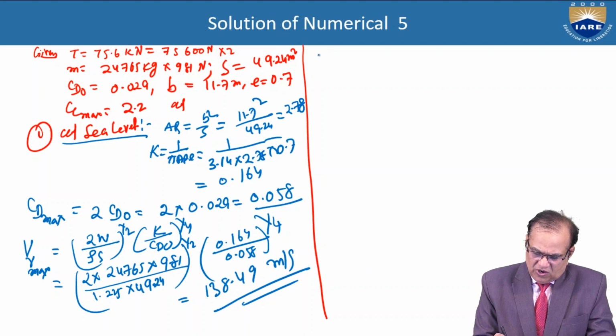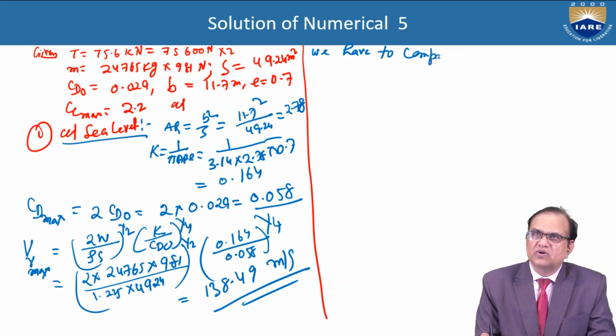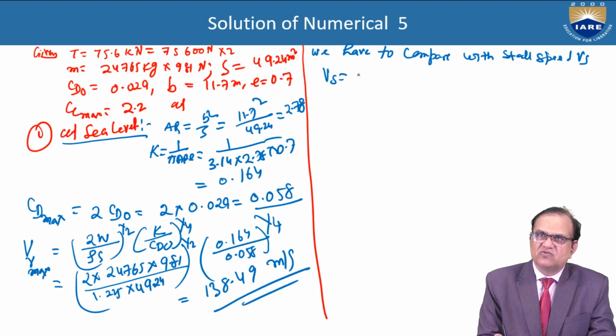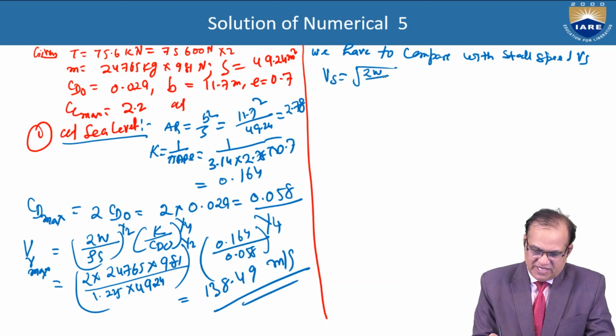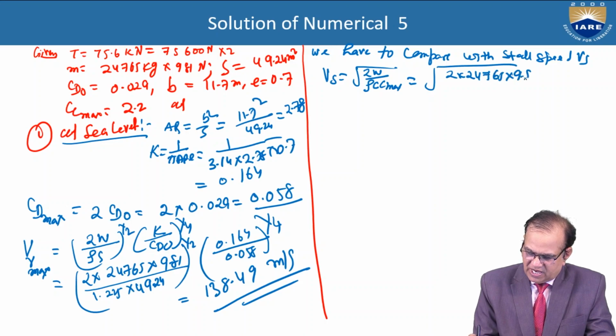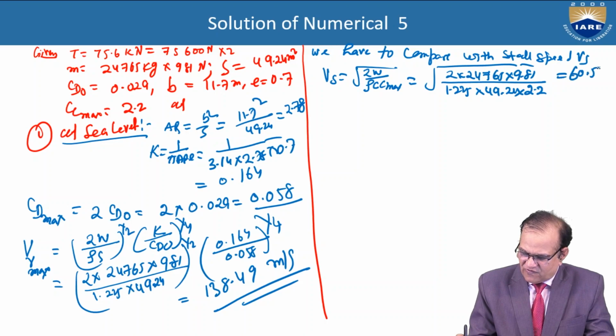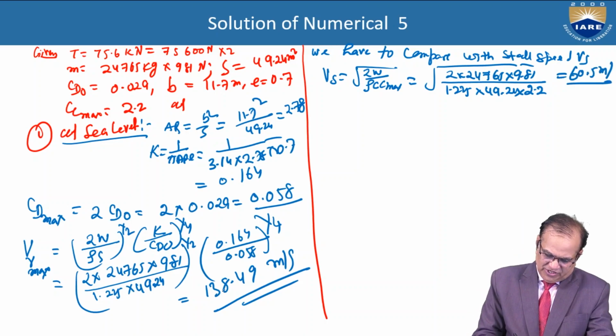So if we have to compare with stall speed Vs, and Vs is equal to under root 2W by rho S CL max. You will get here 2 into 24765 into 9.81, divided by 1.225 into 49.24 into 2.2. You will get 60.5 meter per second. So here it is 138.49.